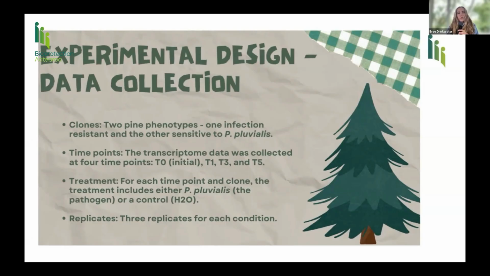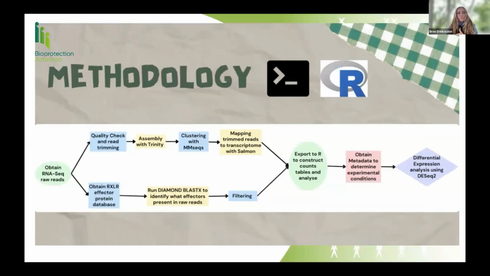There were 2 different treatments. So there was the control treatment and then the pluvialis treatment. And then there were 3 different replicates for each condition. So the data that I was given was RNA-seq data, and these were the experimental conditions that the data was collected under.